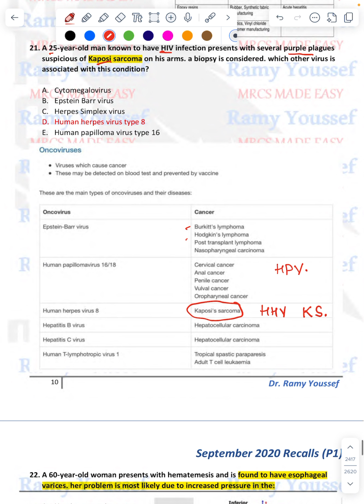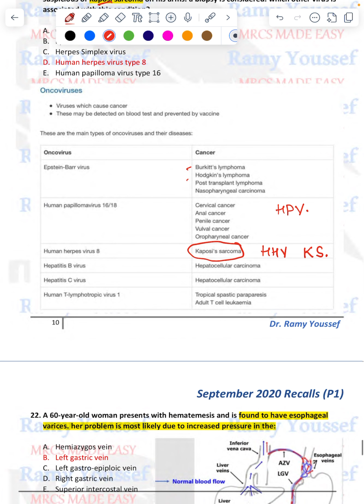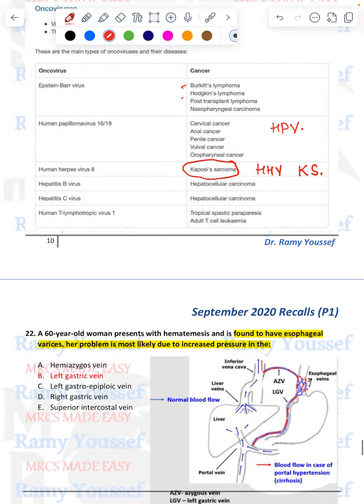A 60-year-old woman presents with hematemesis and is found to have esophageal varices. Most likely, her problem is due to increased pressure in the portal vein. The left gastric vein is a branch of that. Here you can see this is the branch, and this is the systemic circulation. This is the portal circulation. This is the branch of the portal vein.